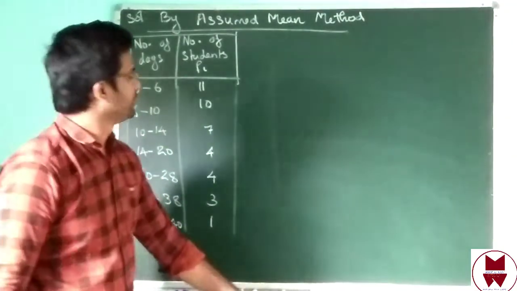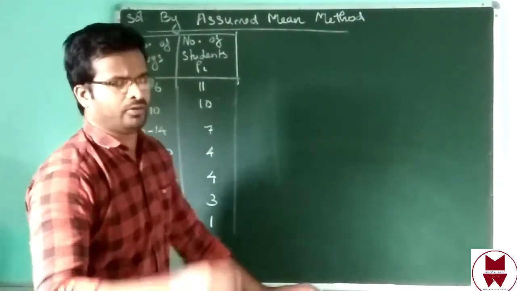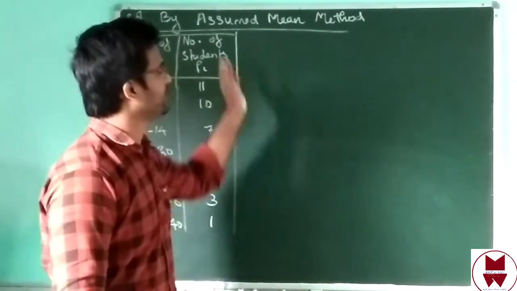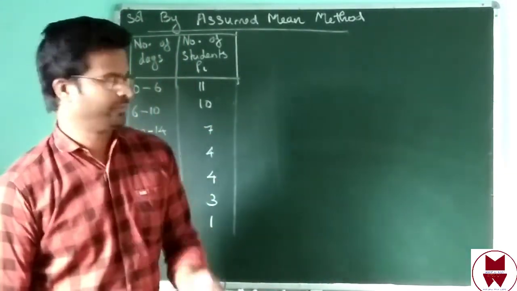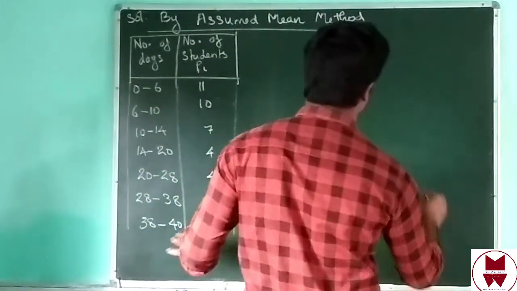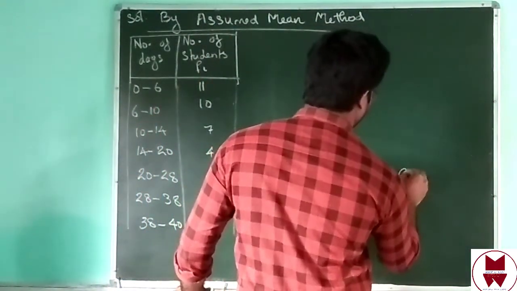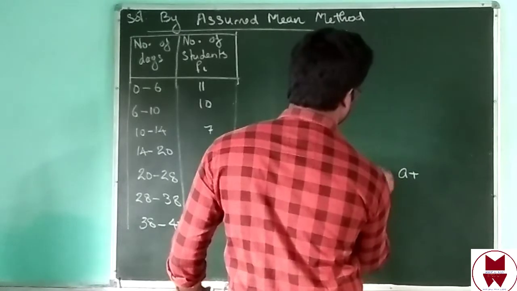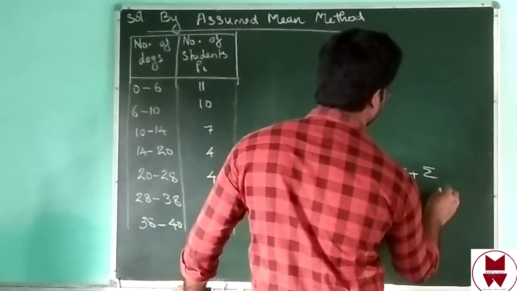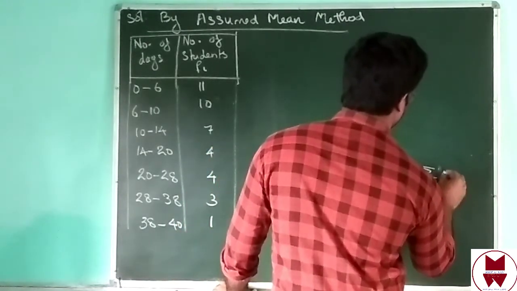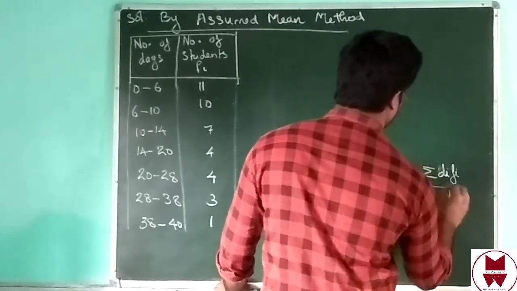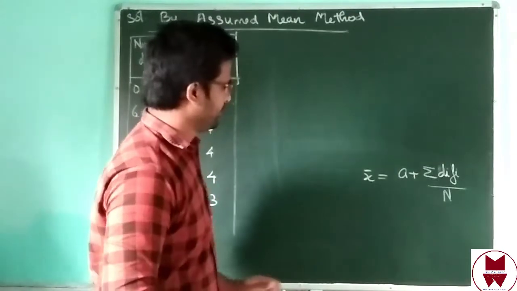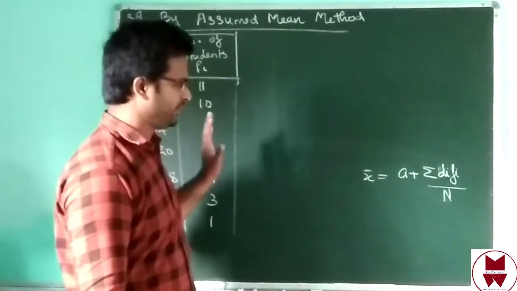Then the remaining part we can draw. All the students face one problem: which things will we write in the remaining columns? Check your formula. If you are using the assumed mean method, that is A plus sum of di fi divided by n. This is our formula. A we can find out directly from here.